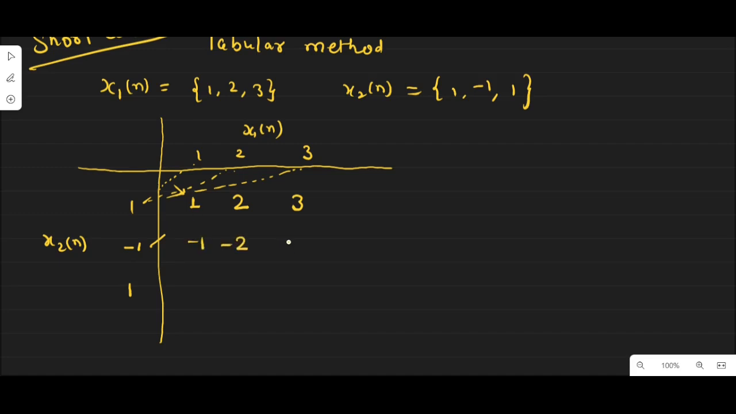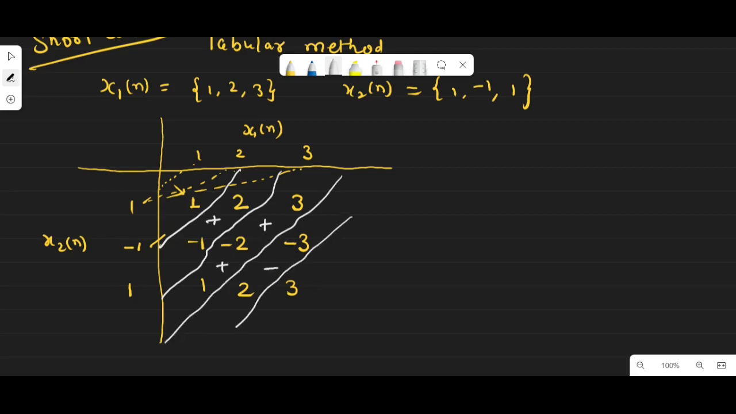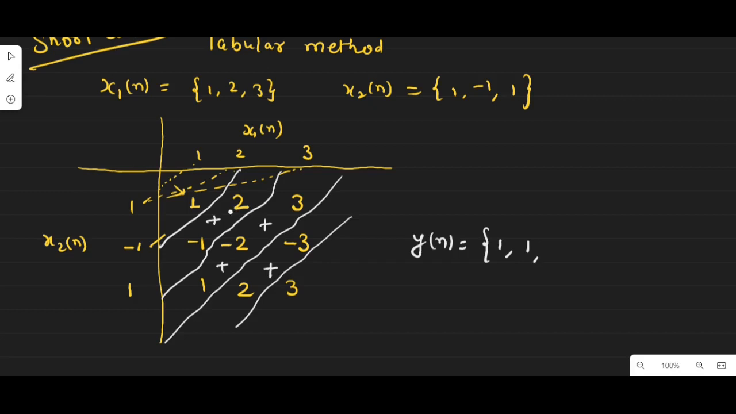So you multiply 1 with 1, the result is 1, then 2 with minus 1, the result is minus 2, like this. So 1 is multiplied with 1, 2, 3; minus 1 gives minus 1, minus 2, minus 3; and 1 gives 1, 2, 3. Then you draw a line here, with a plus sign in between, and the result is 1, 2 minus 1 equals 1, 2 plus 3 plus 1 equals 4 minus 2 equals 2, and minus 3 plus 2 equals minus 1, and 3. This is a shortcut method.